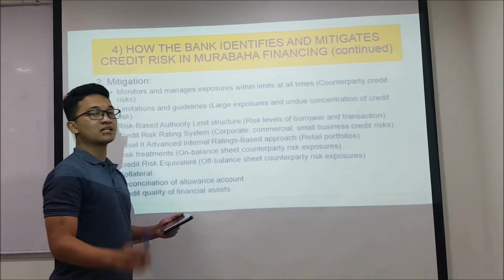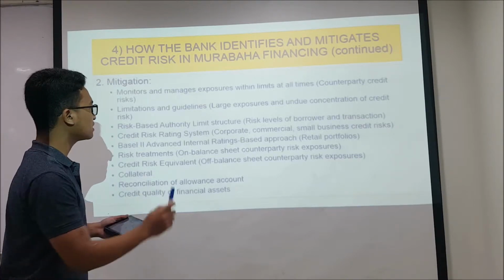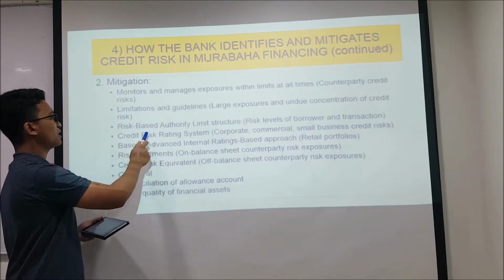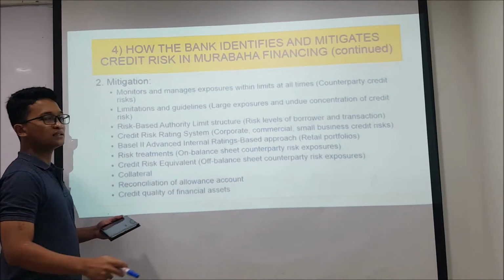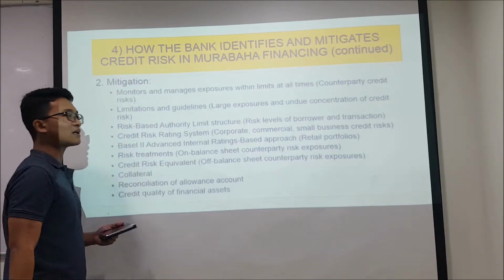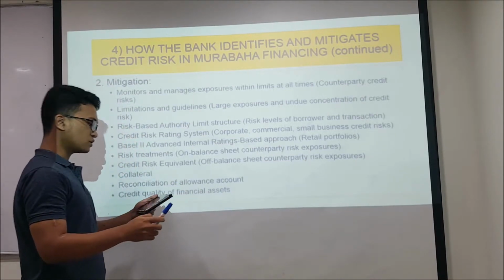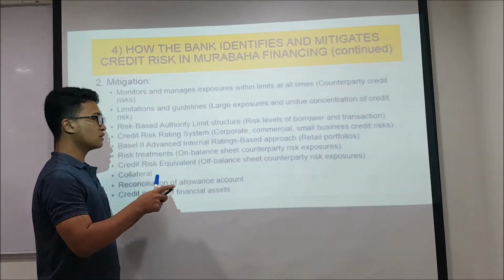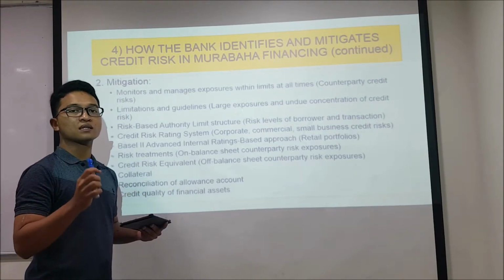Next, for large exposures and undue concentration of credit risk, there are limitations and guidelines that must be followed at all times. For the third point, which is risk levels of borrower and transaction, the bank has implemented a risk-based authority limit structure, where this structure is based on expected loss principles and is internally related to the fourth point, which is the credit risk rating system, or CRRS. CRRS is made for corporate, commercial, and small business credit risk. It is also made to identify, assess, and measure corporate, commercial, and small business credit risk, so that the bank can approve or not approve their borrowing.